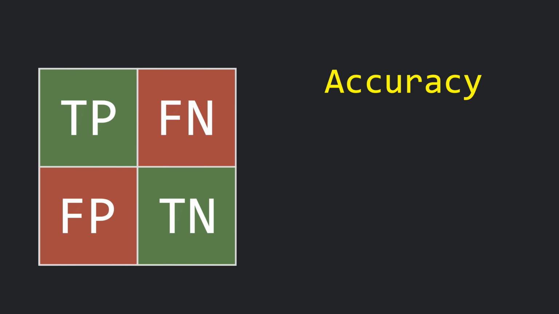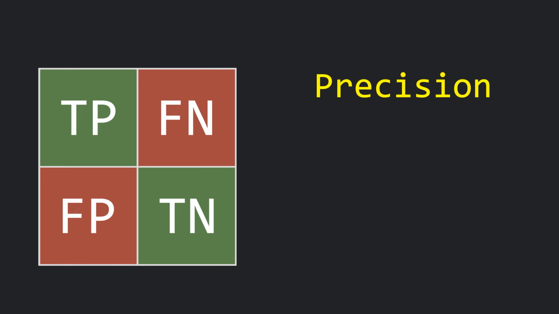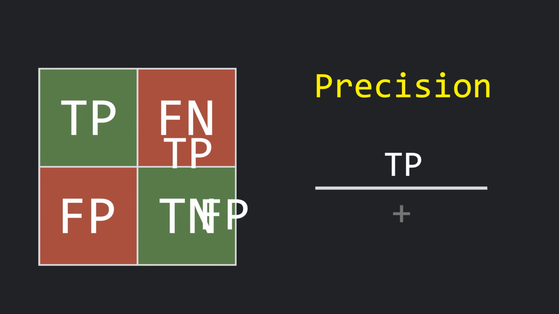The first one is accuracy, which measures how often the model is correct overall. The formula is simple. Take the sum of all the correctly predicted samples, that is true positives plus true negatives, and divide it by the total number of samples. Next, we have precision. Precision tells us out of all the samples predicted as positive, how many were actually positive. In other words, it measures the model's exactness when it predicts a positive class.